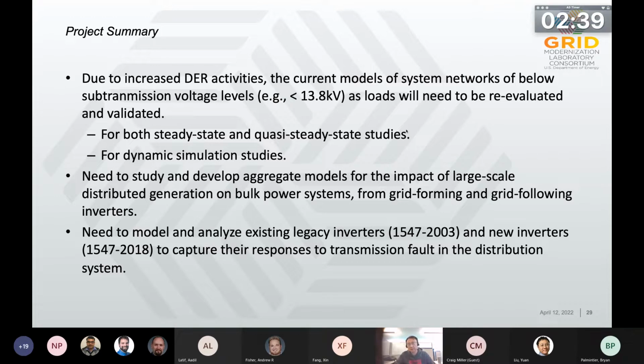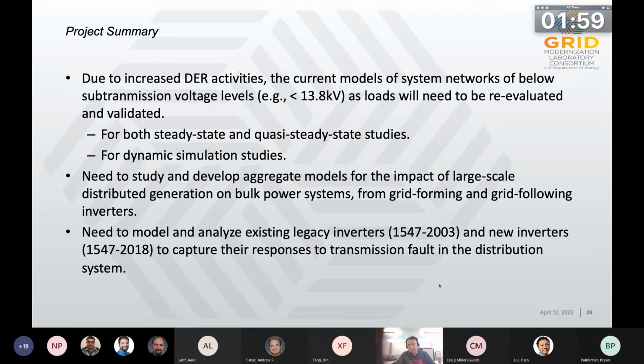They have simplistic control mechanisms in terms of meeting the 1547 standard requirements. And again, this will lead to the next bullet point. We need to model and analyze the existing legacy inverters. They pretty much follow the 1547-2003 standard, which has islanding requirements, no voltage regulation, and low voltage ride-through time. There aren't those requirements yet in the 2003 standard.